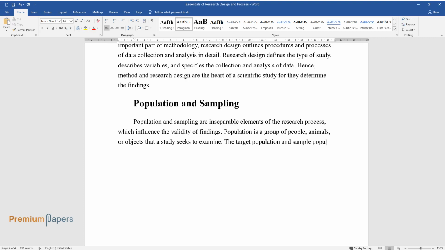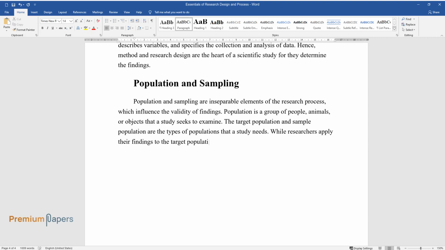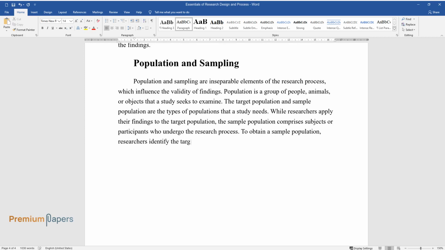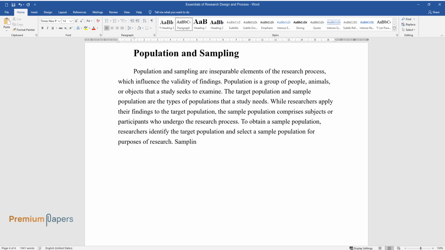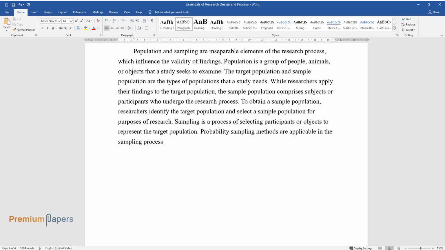The target population and sample population are the types of populations that a study needs. While researchers apply their findings to the target population, the sample population comprises subjects or participants who undergo the research process. To obtain a sample population, researchers identify the target population and select a sample population for purposes of research. Sampling is a process of selecting participants or objects to represent the target population. Probability sampling methods are applicable in the sampling process since they provide a representative sample population.